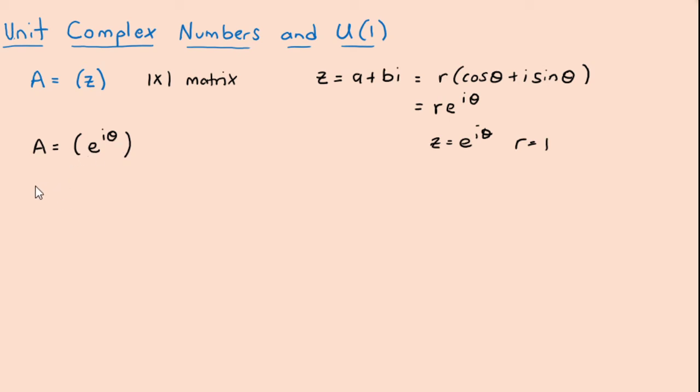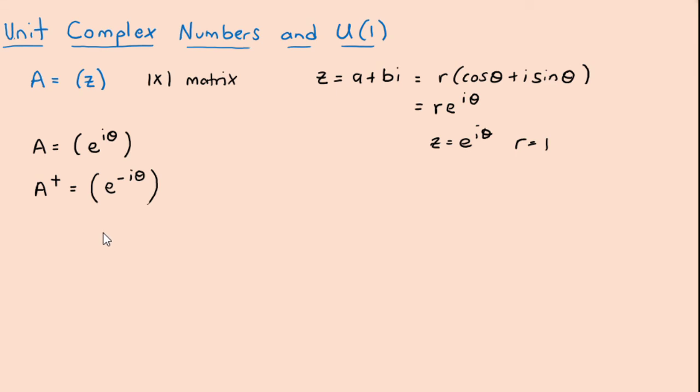Okay, so the next thing you can think about is if I take A dagger. What is A dagger? Okay, if you remember from the last video, that means it's the conjugate transpose. Okay, well, the conjugate of e to the I theta is e to the minus I theta. And there's no use doing transpose because it's just a 1 by 1 matrix. So that's the final result.